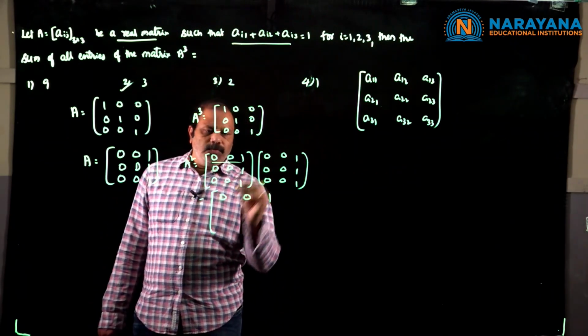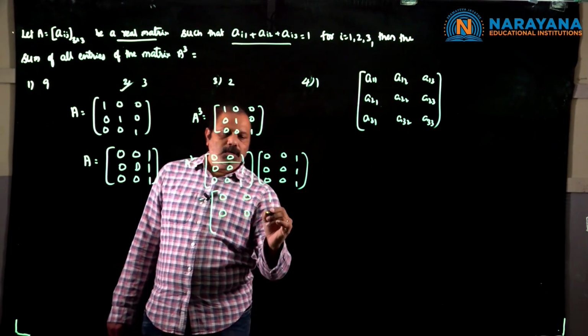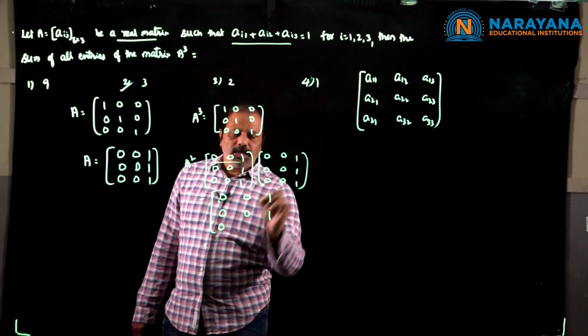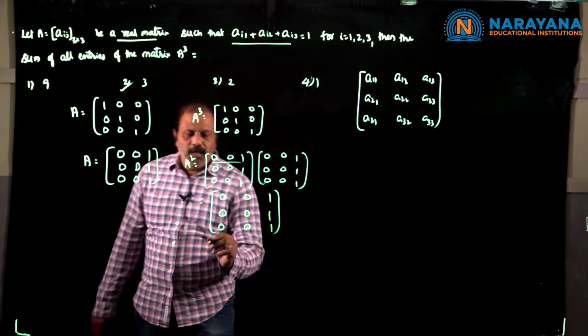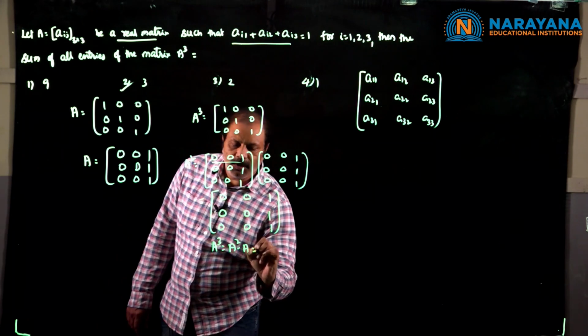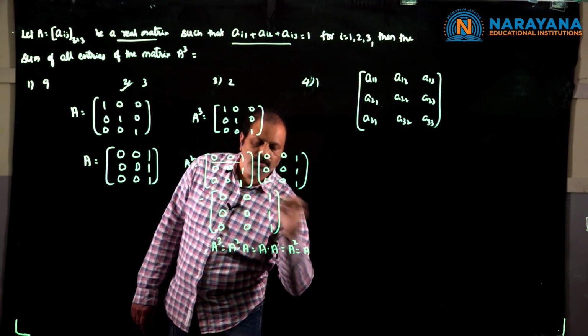Now second row with first column 0, second row with second column 0, second row with third column 1. Now third row with first column 0, third row with second column 0, 1. So A squared is equal to A again. Therefore A cube is equal to A squared into A, which is nothing but A into A, which is nothing but A squared, which is equal to A.